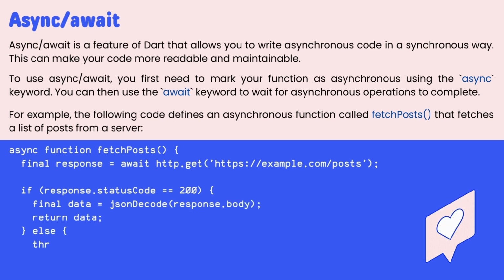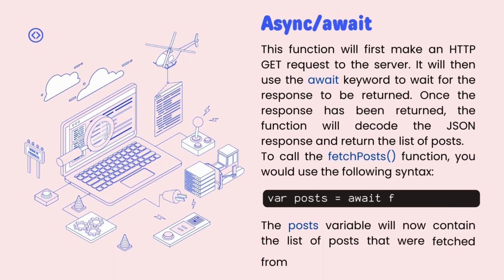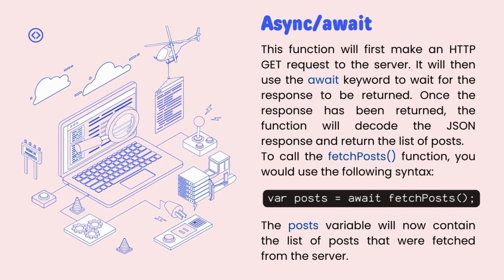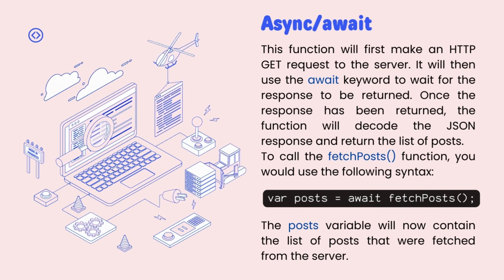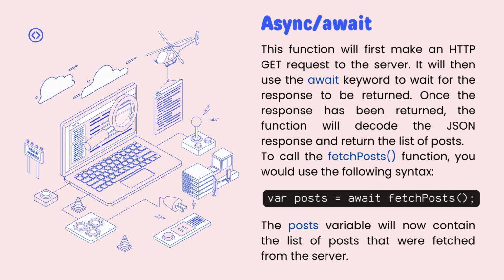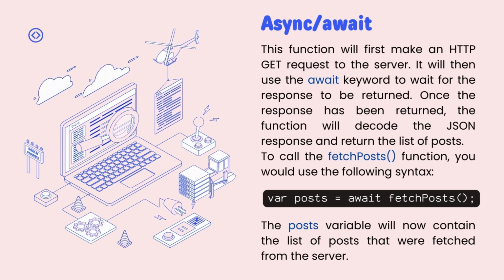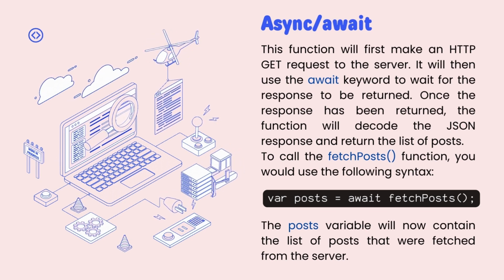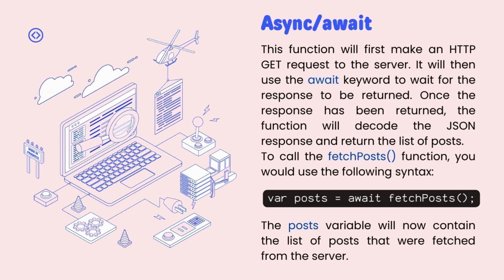For example, the following code defines an asynchronous function called fetchPosts that fetches a list of posts from a server. This function will first make an HTTP GET request to the server. It will then use the await keyword to wait for the response to be returned. Once the response has been returned, the function will decode the JSON response and return the list of posts. To call the fetchPosts function, you would use the following syntax. var posts = await fetchPosts(). The posts variable will now contain the list of posts that were fetched from the server.